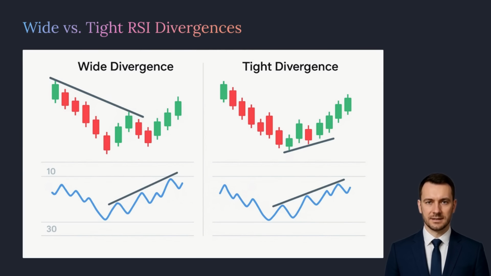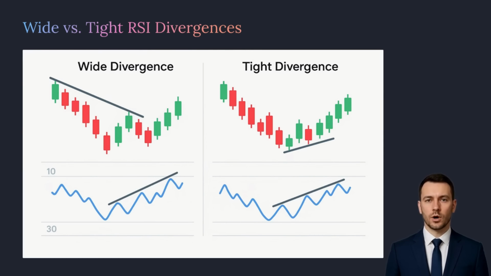Additionally, divergences can be classified by whether RSI reached extreme zones or not. A divergence that occurs with RSI actually hitting the overbought or oversold region, 70 or 30, is often more significant because it shows the indicator at an extreme when momentum started to shift. A divergence that occurs when RSI was near the extremes but didn't quite touch 70 or 30 can still be valid, sometimes called a Class B divergence. But some traders view it as slightly less potent.